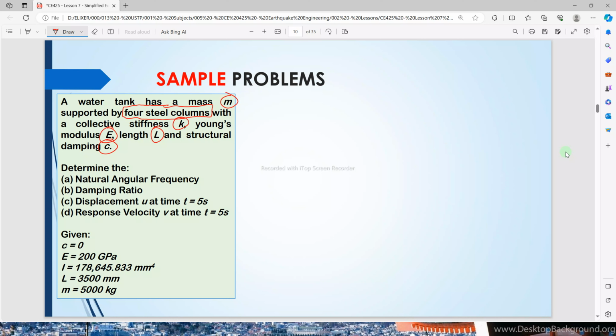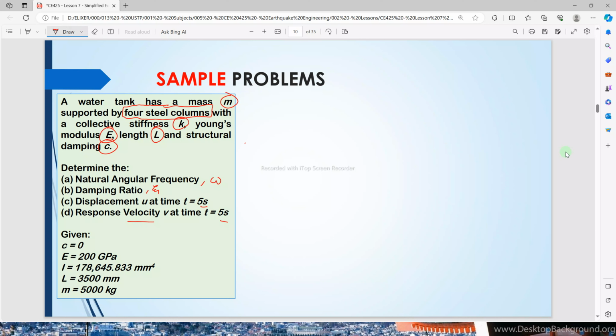We are asked to find the natural angular frequency omega, damping ratio psi, displacement U at time t equal to 5 seconds, and then the response velocity V at time t equal to 5 seconds. So we have given here C is equal to 0, the elasticity is equal to 200 GPa, the inertia is 178,645.883 millimeter to the fourth, and then we have the length of 3,500 millimeters and the mass of 5,000 kilograms.